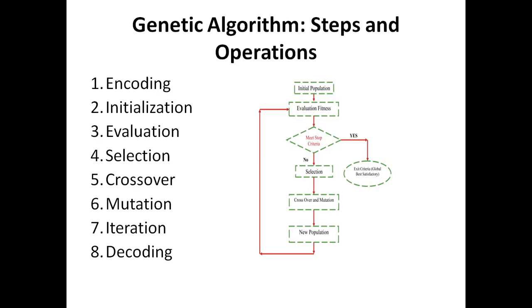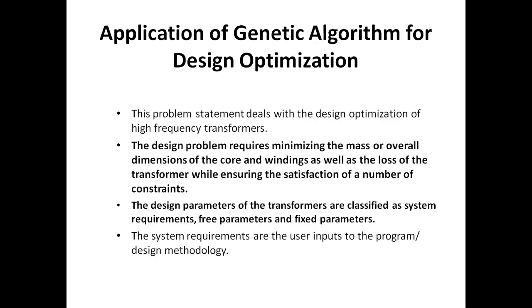Then we iterate the above processes again and again until the solution reaches a saturation limit or the fitness value is more optimized. Then finally, we decode the genetic algorithm, wherein the final solution is decoded back to the phenotype, that is the real world variables.